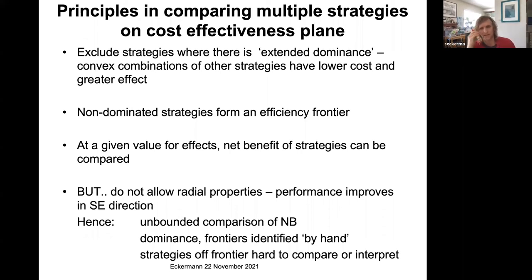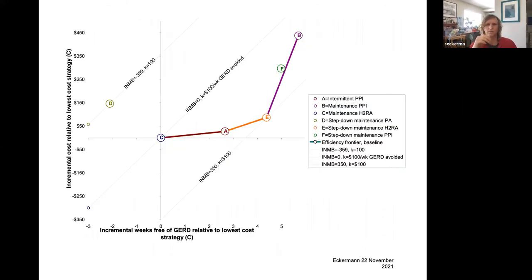And then you form a frontier of non-dominated strategies, and anything to the northwest is dominated. Anything on the frontier, you can't move further to the southeast to some linear combination of other strategies. Strategies like D here are what we call strictly dominated, and F is what's called extended dominated. It's dominated by a linear combination of E and B. Okay, but you can see here we haven't got a radial property. We're improving performance when we move in a southeast direction. We are not contracting to any kind of vertex here.